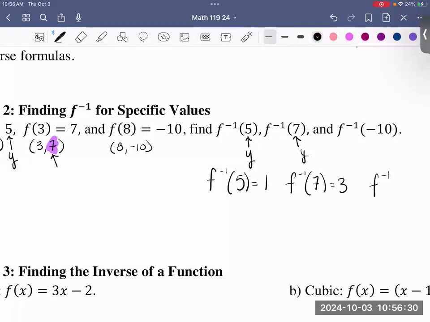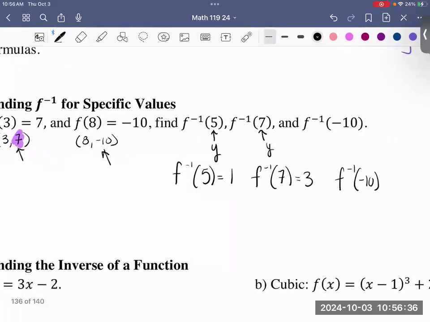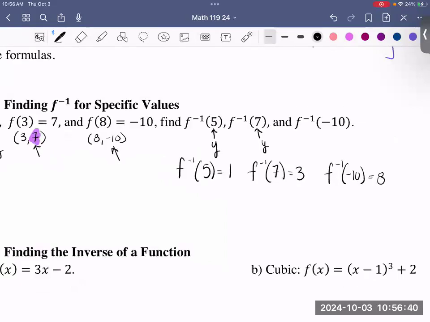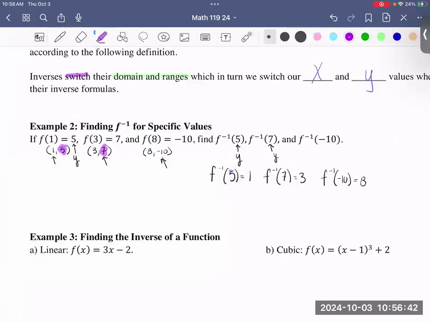Your f inverse of -10, that is your y value, will map to the 8 of your x value. So these are your y values here, and we are just working backwards to figure out what your x value is going to be.